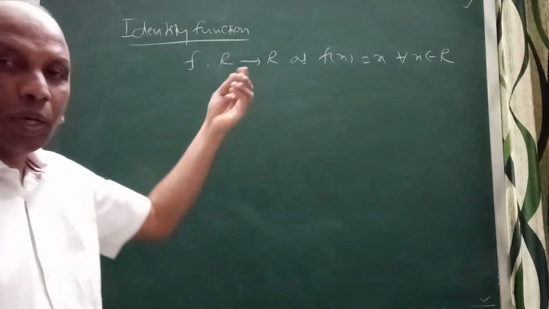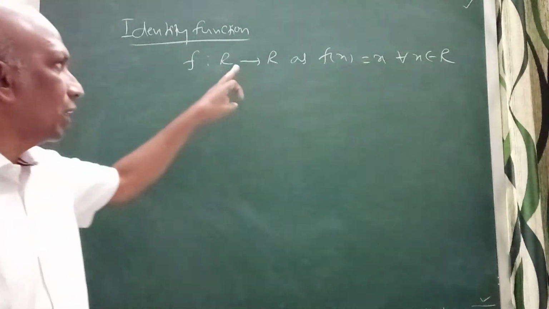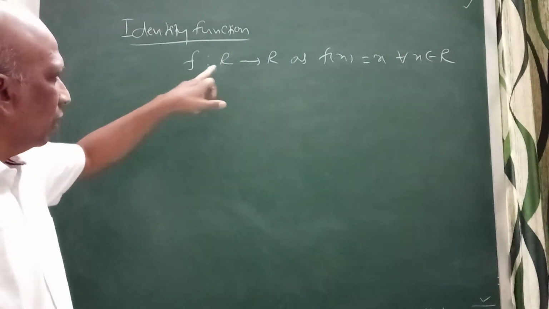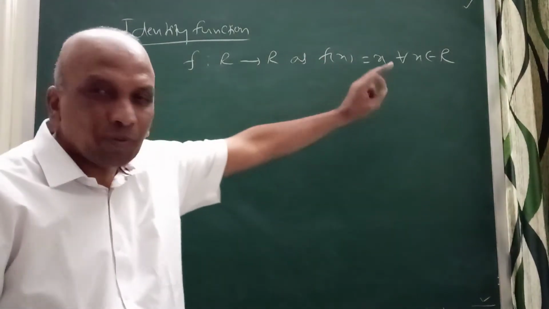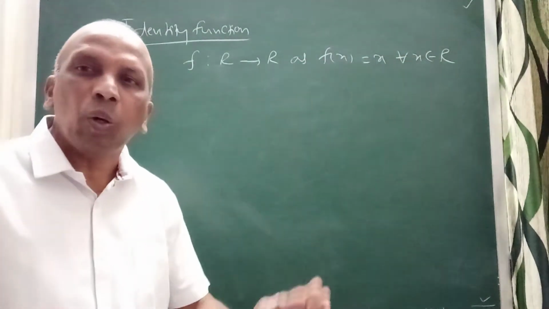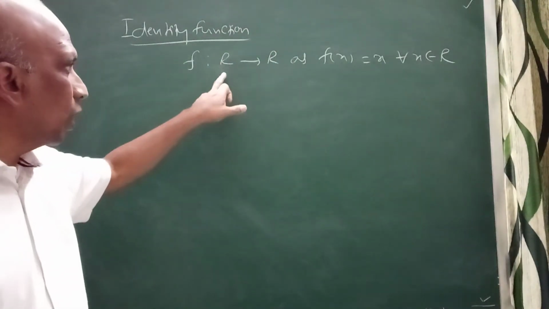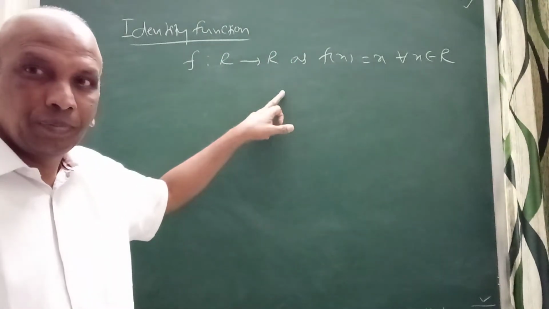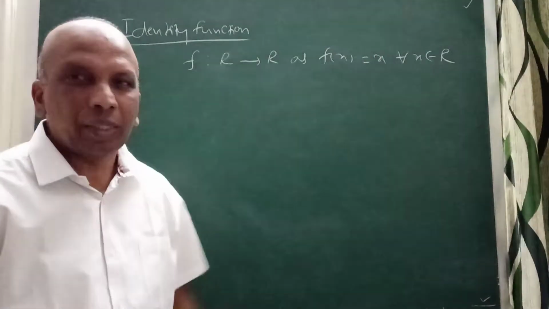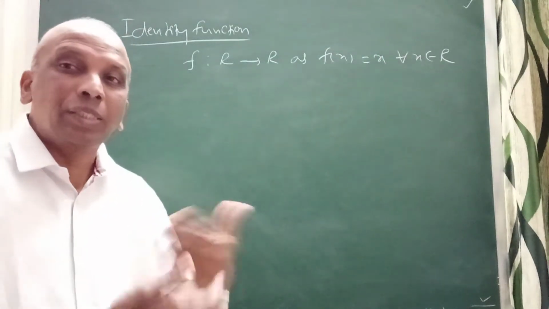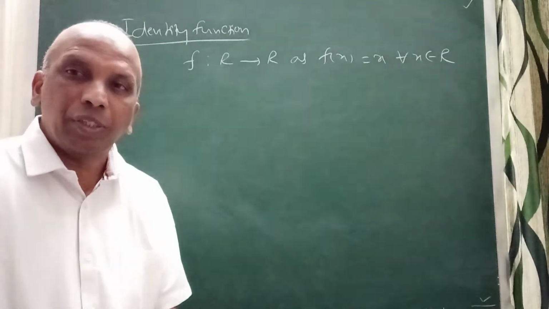Then such a function is called an identity function. This is the rule: define the function f from R to R as f of x equal to x for all x belongs to R is called an identity function. Domain is R, codomain is R. You can see f of x is equal to x. So you take any element, image itself, that is called identity function.